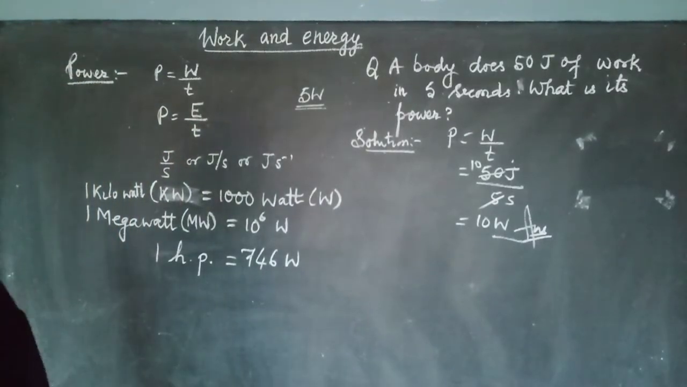Now we can be given another numerical. For example, we may have an electric bulb or any other electrical appliance. Suppose we are given a question: an electric bulb consumes 7.2 kilojoule of electrical energy in 2 minutes.